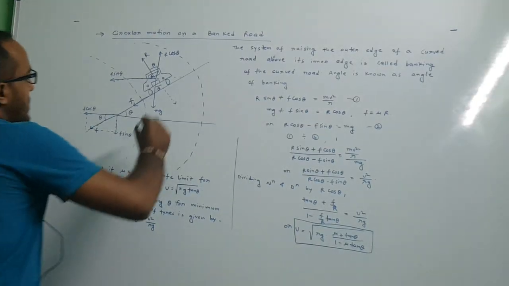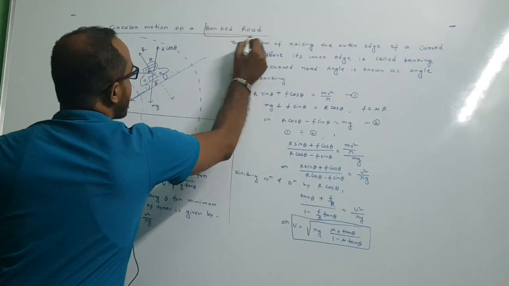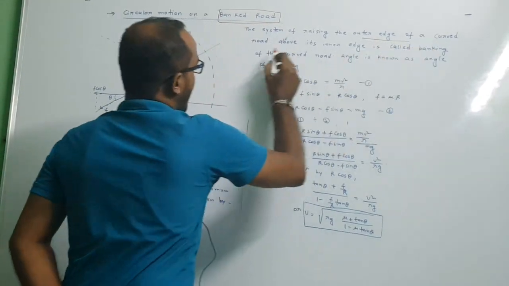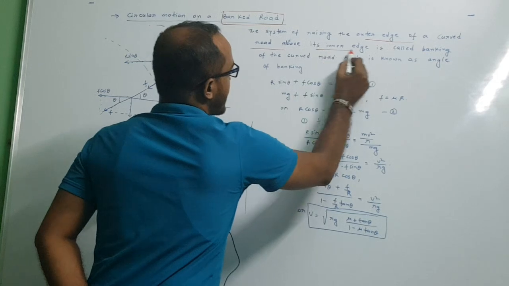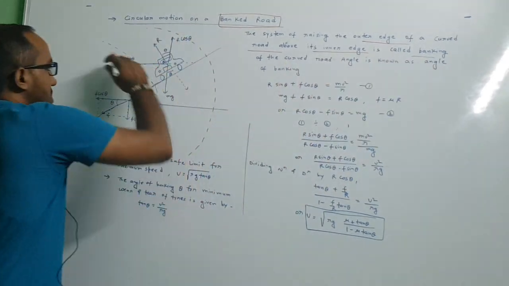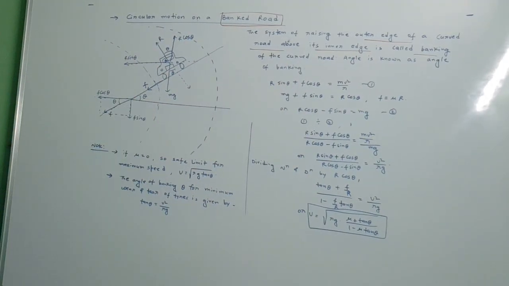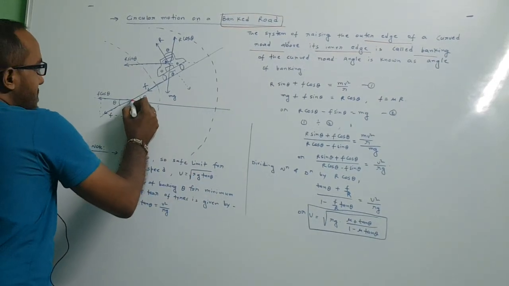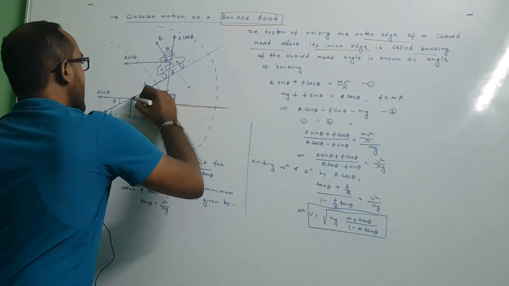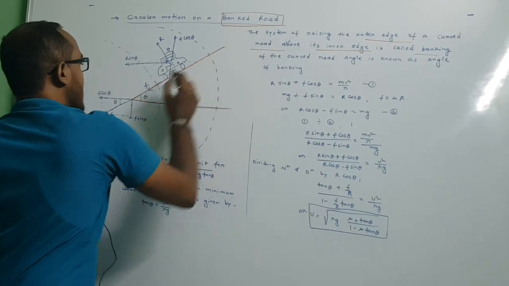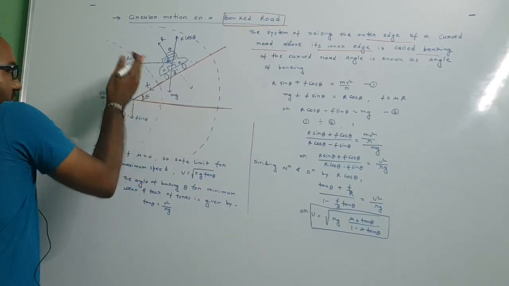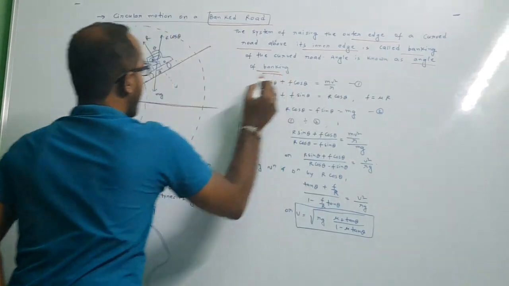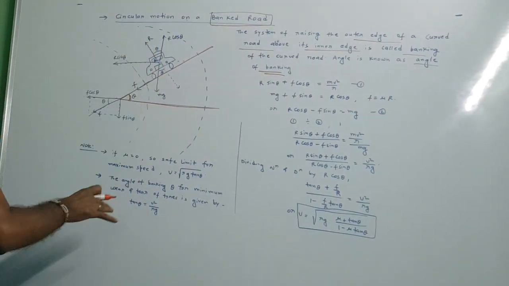Let us see circular motion on a banked road. The system of raising the outer edge of a curved road above its inner edge is called banking. See, this is a curved road that is circular and raised above the surface, that means this is the banking. The banked angle is theta, and this angle is known as the angle of banking. Angle of banking is theta.